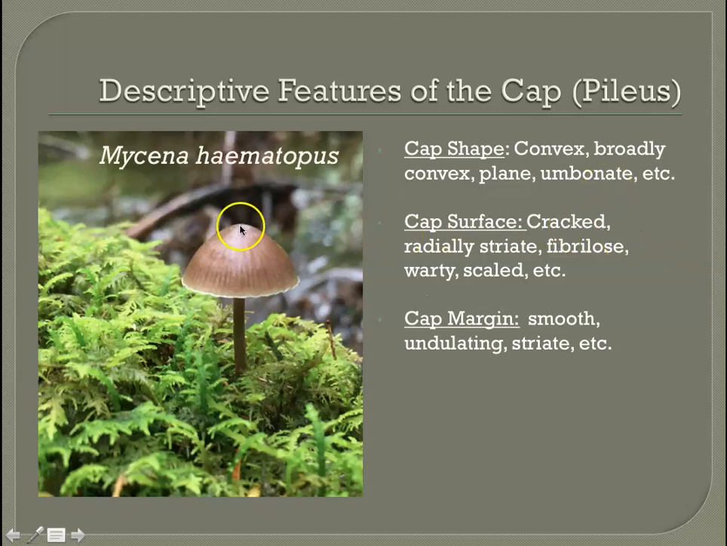Umbinate refers to that feature of being concave right at the center of that cap. And of course they can take on all different shapes and features here. We're also looking at the cap surface, and we want to see if it has any features like fibers on it, if there's scales, if it's warty. That image before of the Amanita is described as warty. So you might find that in guidebooks as a descriptive feature.